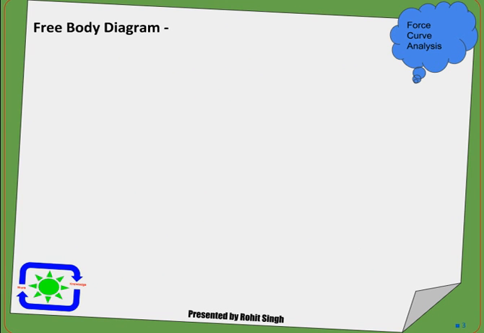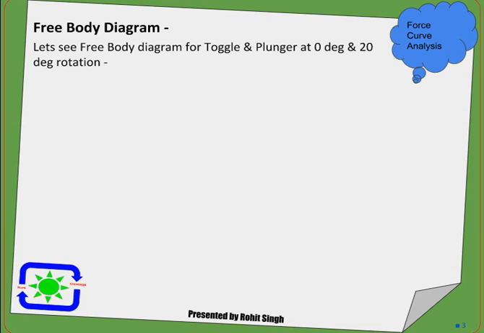To analyze the forces in the system, we need to create a free body diagram. Generally, it provides us the different contact points in the system and also the direction of force. In this case, we are creating two free body diagrams, one of the paddle at 0 degree and the other at 20 degree angle.